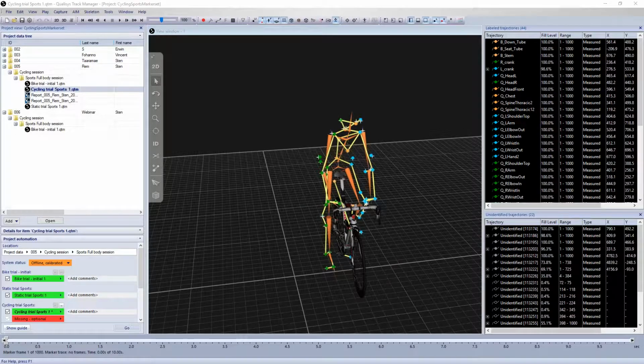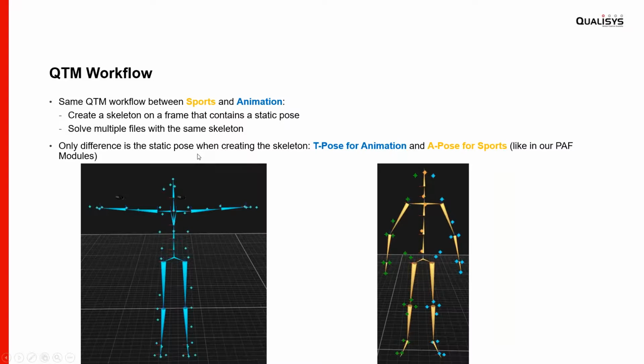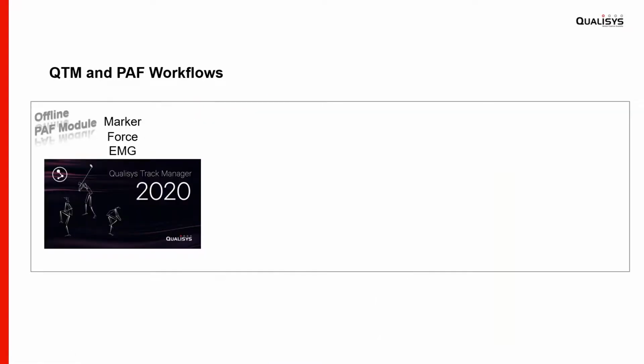So if I'm going back to the presentation now, that was the QTM workflow. But what's also interesting for you probably is to know how to use it in combination with the PAF modules. Because like I said, the PAF modules now use the same sports marker set. So let's look at how it is working right now with the sports marker set and the PAF module.